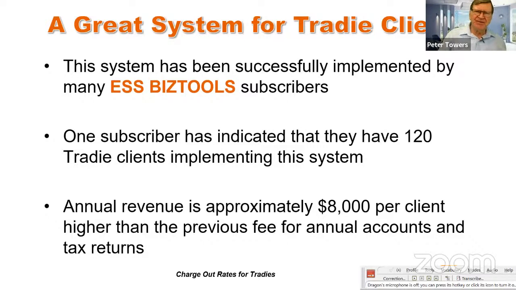One of our subscribers has told a marketing interviewer that we had engaged that they had 120 tradie clients implementing this system. They earn annual revenue now of $8,000 per client, more than what they were charging that client for the preparation of annual accounts and tax returns. They still get that fee, but they've earned another $8,000. There's 120 clients. It's a fair bit of earnings, isn't it? Just under $1 million.